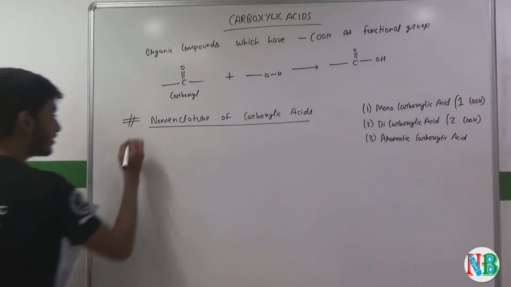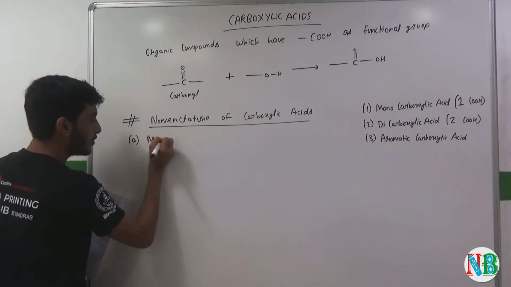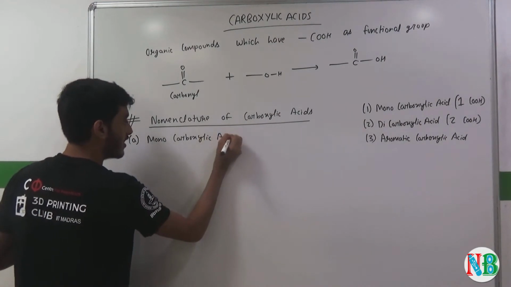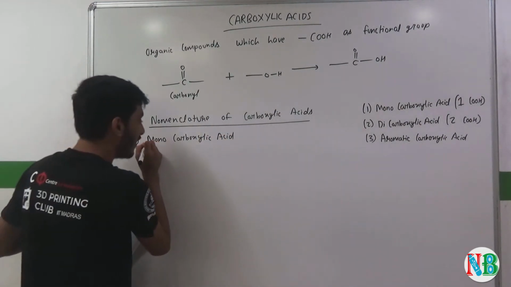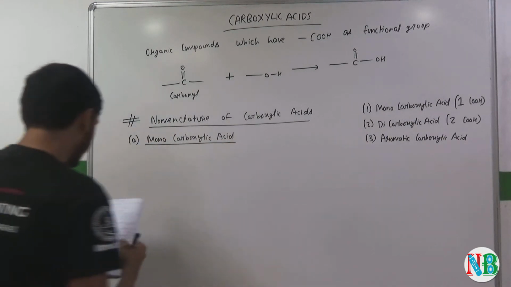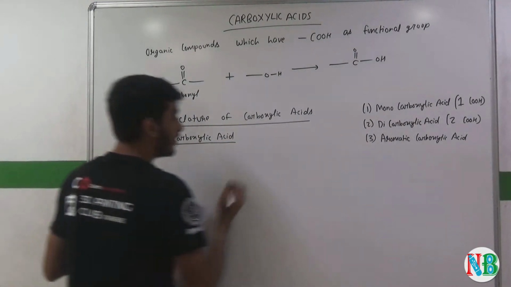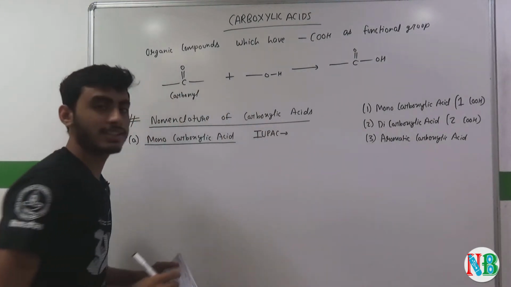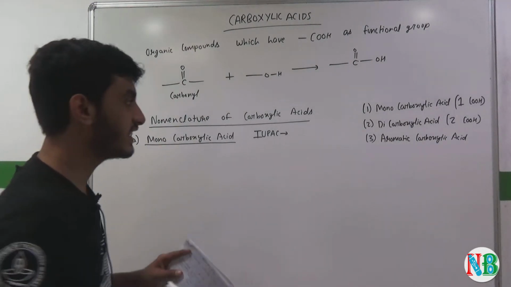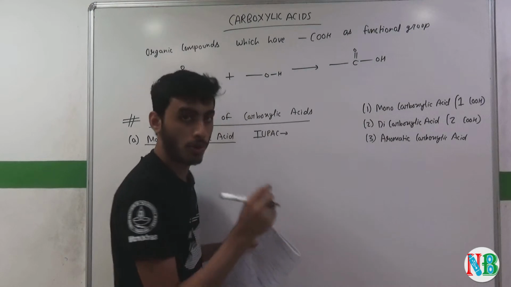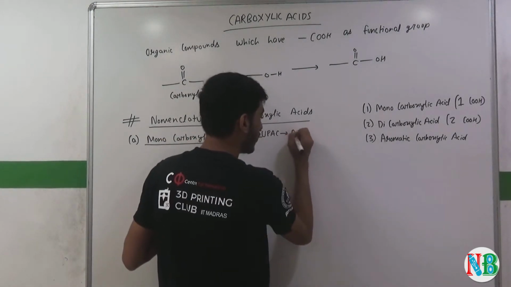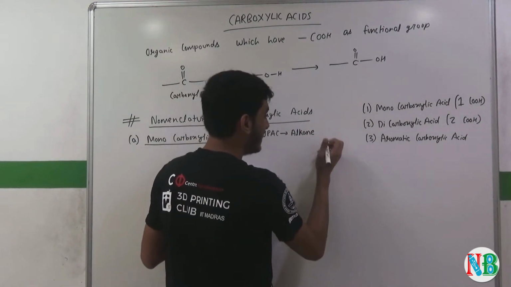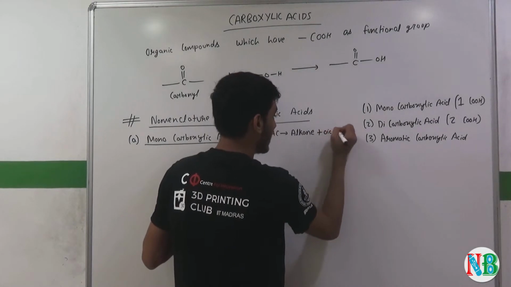So let's start with the naming of monocarboxylic acid. The first thing to know is that they have only one COOH group in them. Their IUPAC name: you just have to replace the last E of the alkane with oic acid. So from alkane, you replace the last E with oic acid.